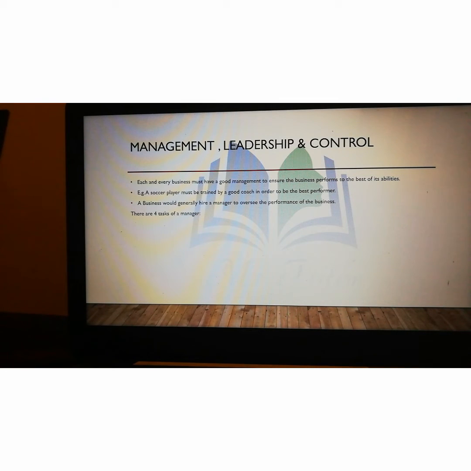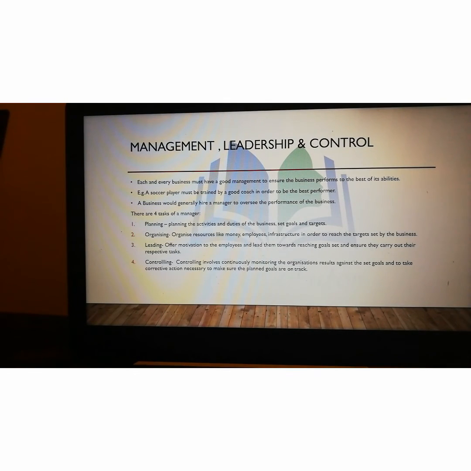The business will not run well, because I want them to be able to point out that, okay, this quarter, for the last 10 months, the business has been losing money. If there's no manager who's going to oversee those things, it's going to be difficult for the business to identify its mistakes, as well as to know where to improve as a business financially. Now, there are 4 tasks of a manager. Number 1 is planning. The manager must plan the activities and the duties of the business. The manager must set the goals and the targets.